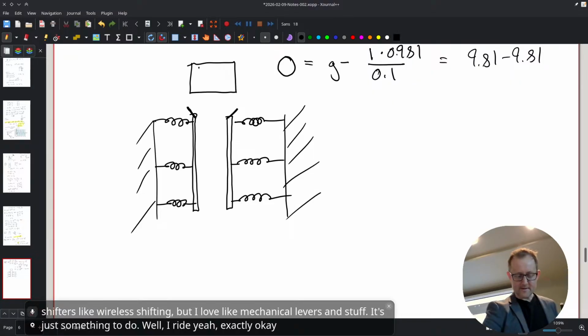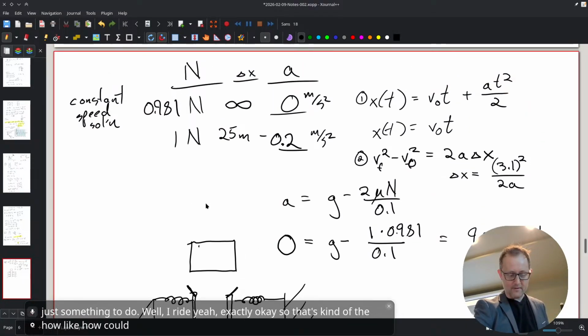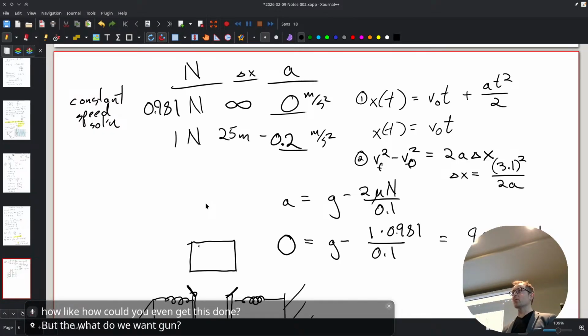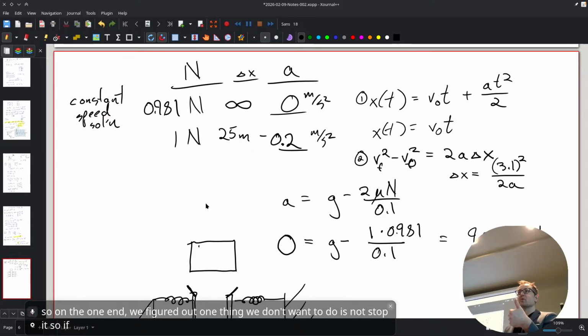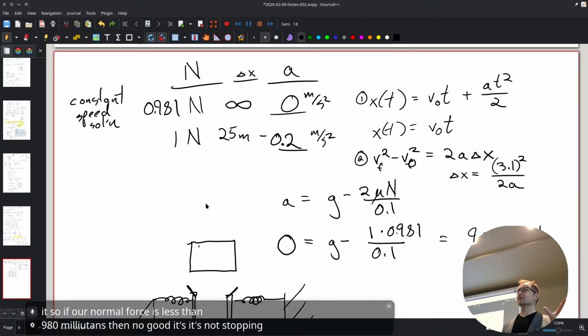Okay. So that's kind of the how, like how could you even get this done? But what we want to do is sort of the missing piece. On the one end, we figured out one thing we don't want to do is not stop it. So if our normal force is less than 980 millinewtons, then no good. It's not stopping it, so this whole thing doesn't work.